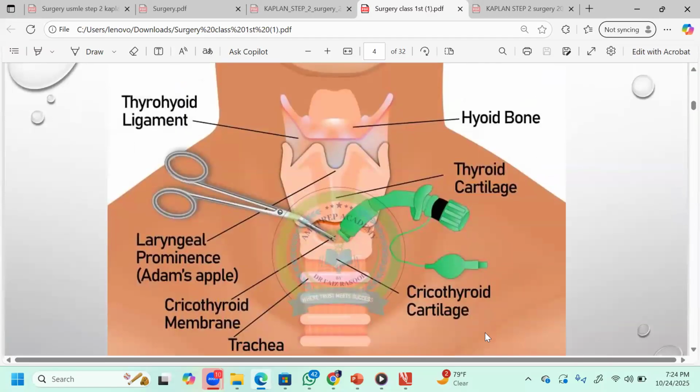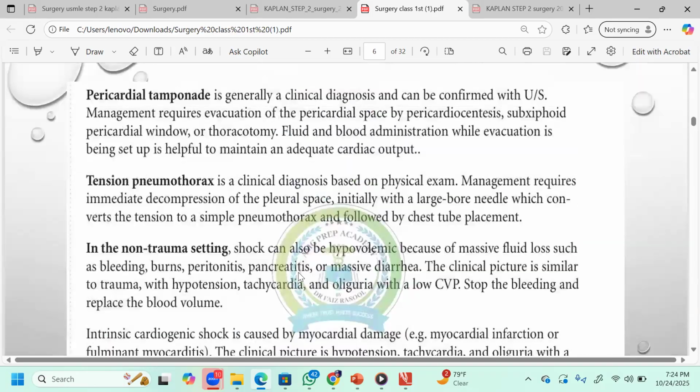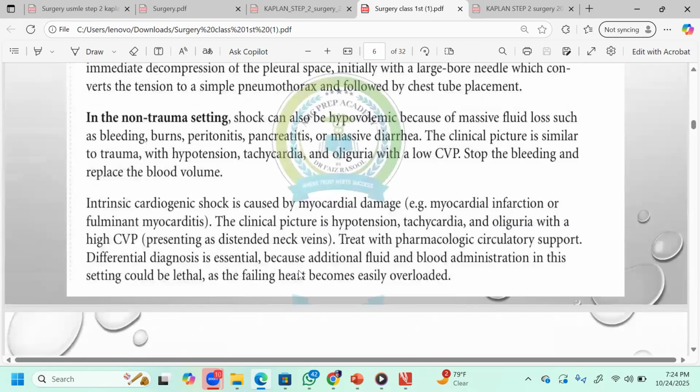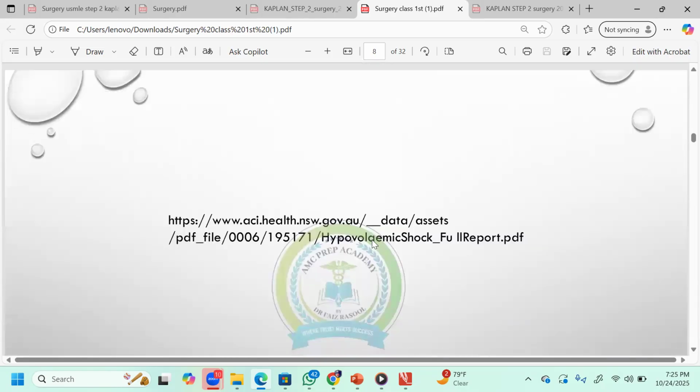So doctors, here is about the cricothyroidotomy. In the picture you can see in between the cricoid cartilage and thyroid cartilage, we can go with cricothyroidotomy via the cricothyroid membrane. Here is the trachea. So circulation, these things we discussed. Pericardial tamponade, we discussed. Secondary survey, we are going to discuss that.